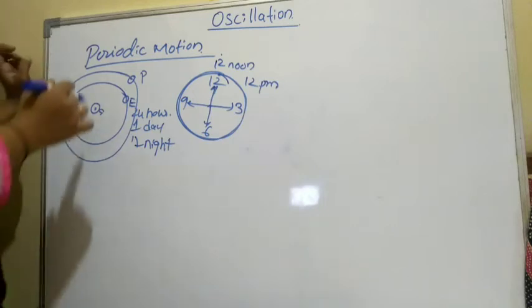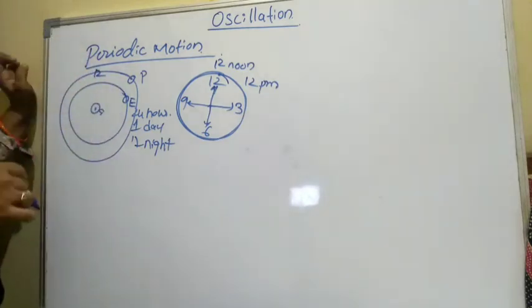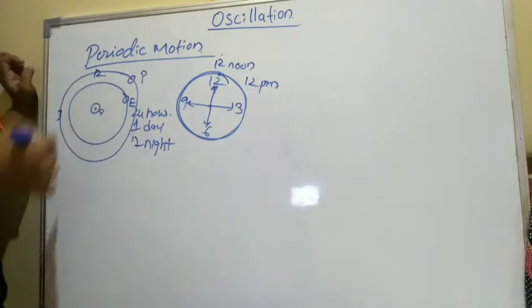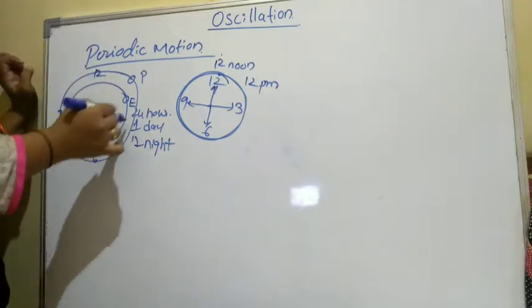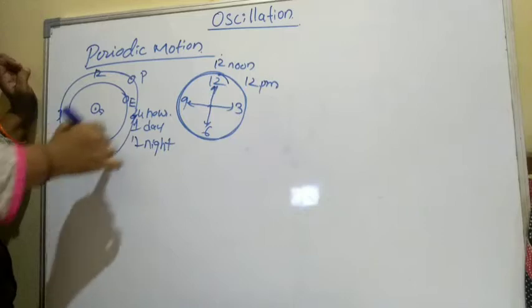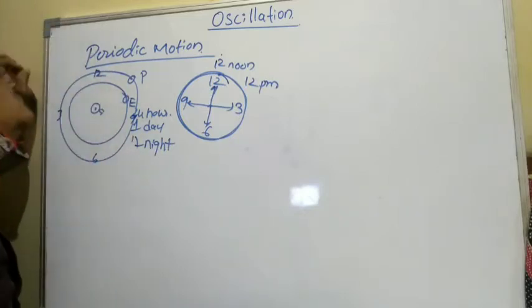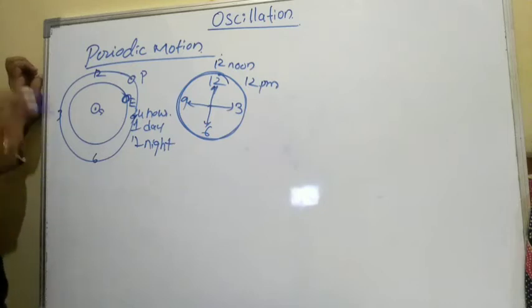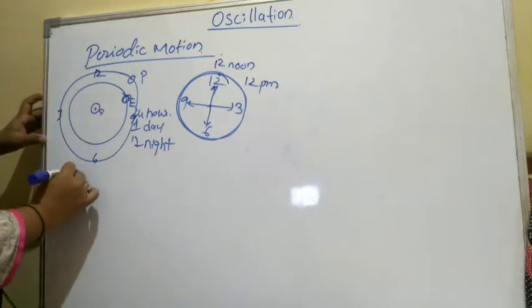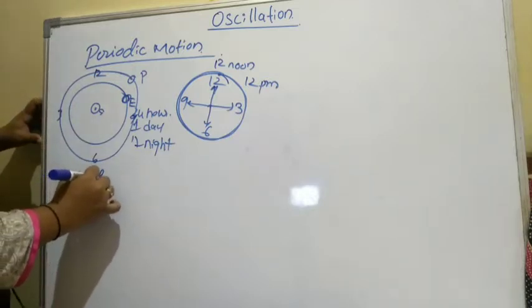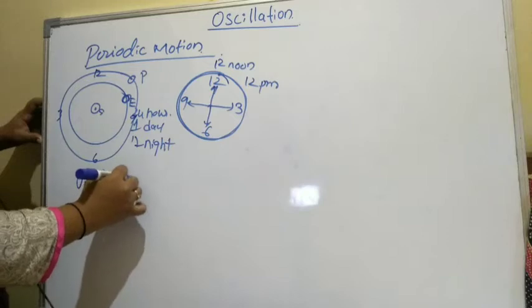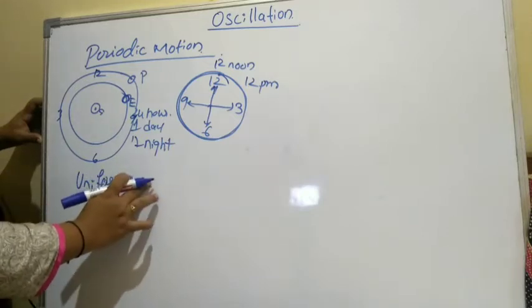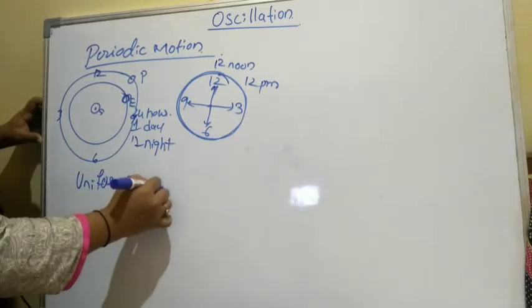You may say that at 12 o'clock there will be one position of the earth, at 3 o'clock another position, at 6 o'clock, 9 o'clock, but this process is repeating, it is not going to end. In the same way, the earth revolving around its own axis is also continuous. So we can say that it is a uniform circular motion.